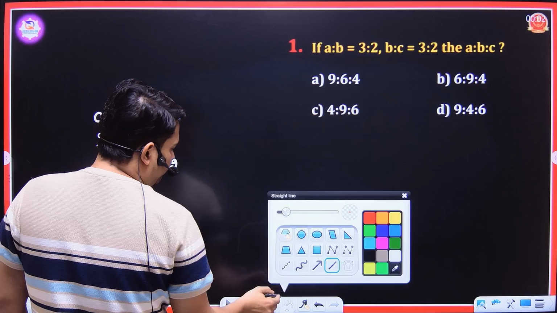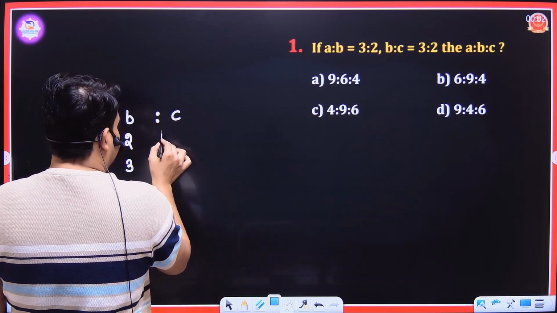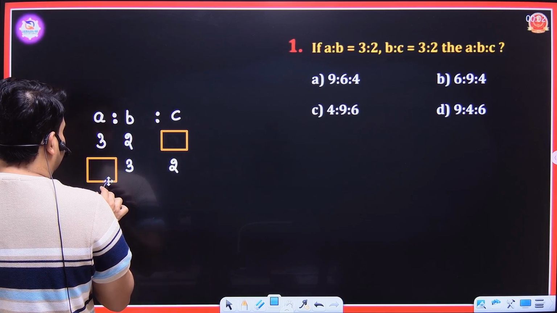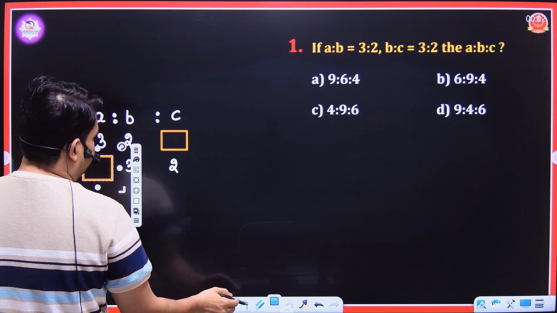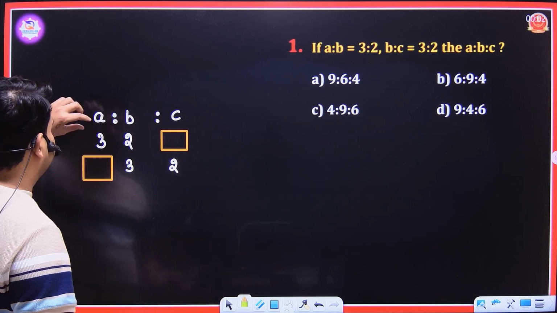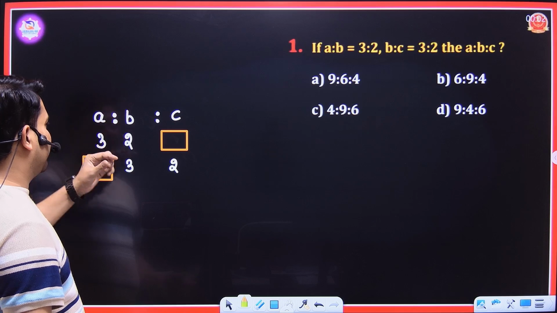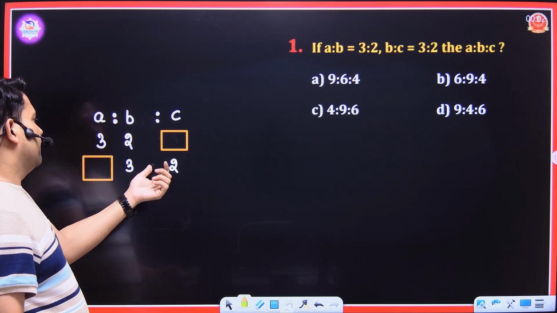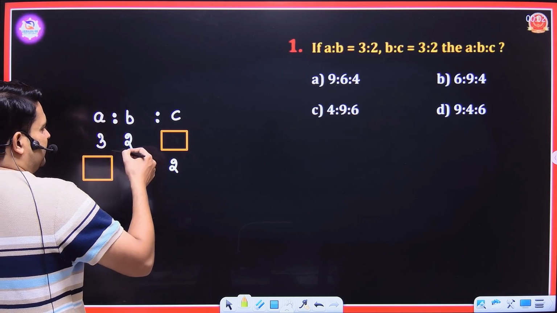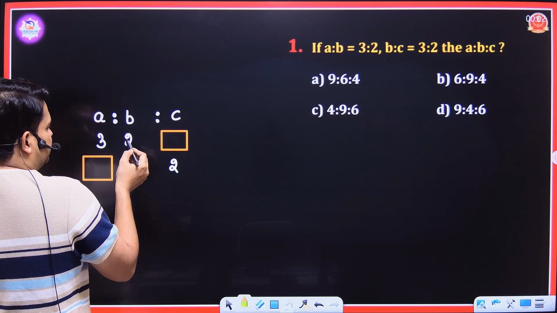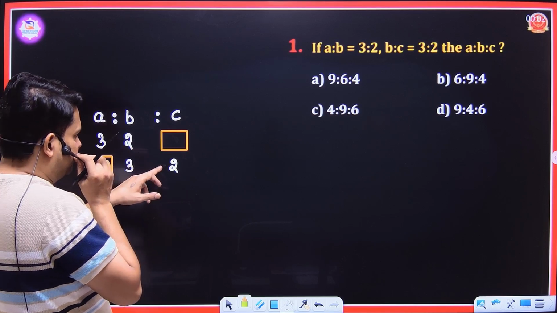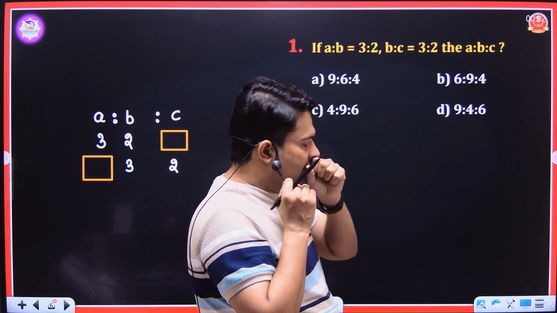So guys, we have two blank spaces. We can solve this type of ratio in many ways. See, according to this ratio, here A is 3 and B is 2. But according to this ratio, here B is 3 and C is 2. Either you equalize this 2 and 3. So you will multiply by 3 in the upper ratio, it will become 6 ratio 9. You will multiply by 2 in the lower ratio, it will become 6 ratio 4. Then 9, 6, 4 is your answer.